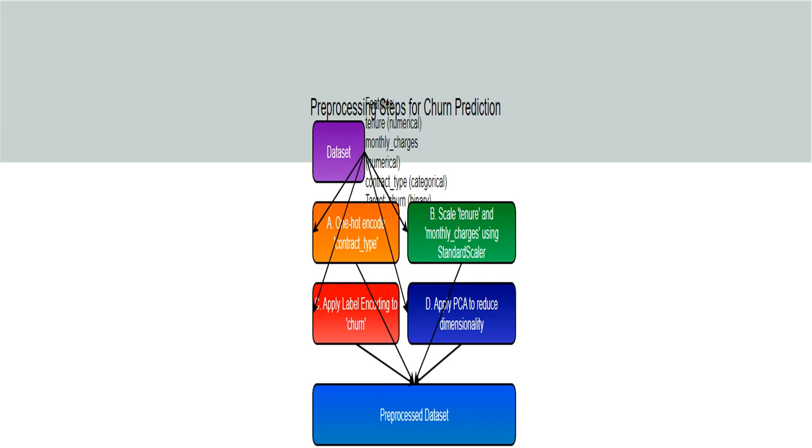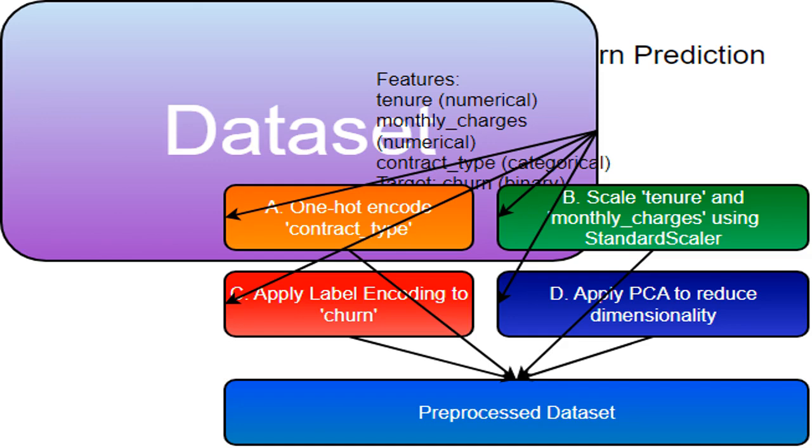I'm focusing on figuring out the best way to prepare your data before using it to predict customer churn. Think of it like getting your ingredients ready before you start baking a cake. We have information on customers, including how long they've been with us, tenure, how much they pay monthly, monthly charges, and what kind of contract they have, contract type. The main thing we want to predict is whether a customer will leave us, churn.